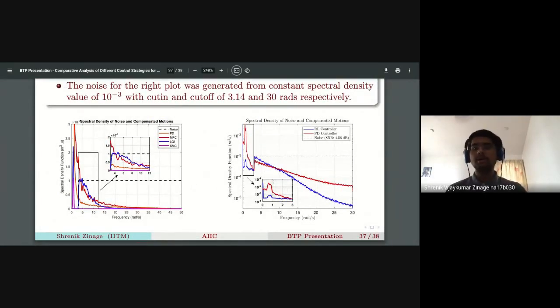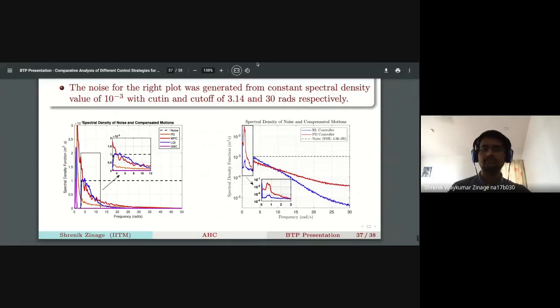Similarly, talking about RL, the RL controller performed better than PD. This plot is a log plot, not a linear scale plot, because in order to see both spectra in one plot, I plotted the log scale. The RL controller did a good job in attenuating noise at high frequencies, and PD did a good job at attenuating noise at low frequencies.